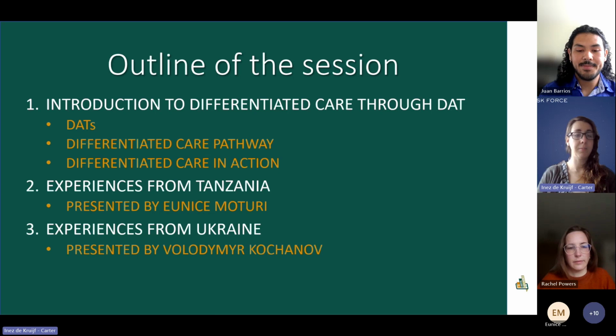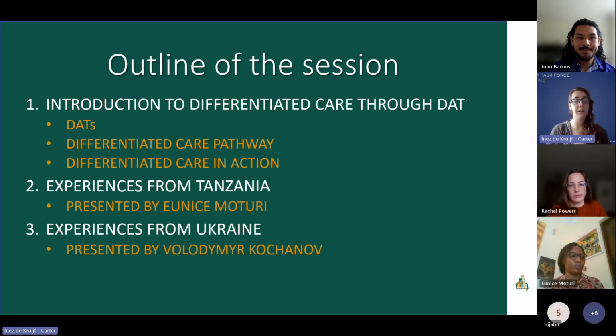So to kick us off, I'll provide an outline for the session for today, and then I'm going to hand over to my colleagues. In terms of introduction to differentiated care, we'll be looking at some of the theory behind it. So just an overview of what the different digital adherence technologies are, then what a differentiated care pathway is, and then lastly, looking at how a differentiated care pathway can be used in action. Then the second presentation will be from Yunus Moturi, who is providing experiences from Tanzania. And then lastly, Vladimir Kochanov will be providing experiences from the Ukraine on differentiated care.